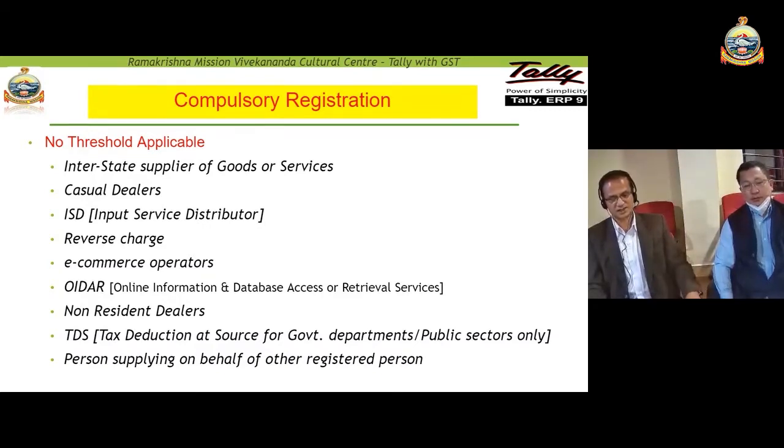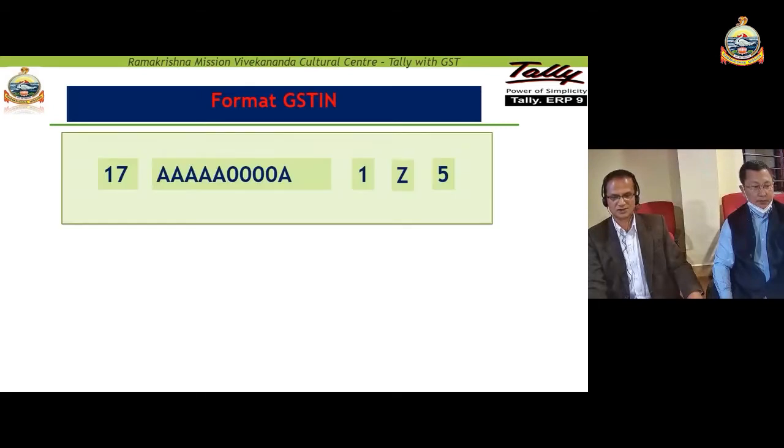Tax deduction at source, TDS. This is applicable only in case of government departments, public sectors and all. Person supplying on behalf of other registered person. Supposing somebody is a consignment agent or acting as an agent for certain registered dealers, then he also has to take compulsorily a registration where there is no threshold limit applicable.